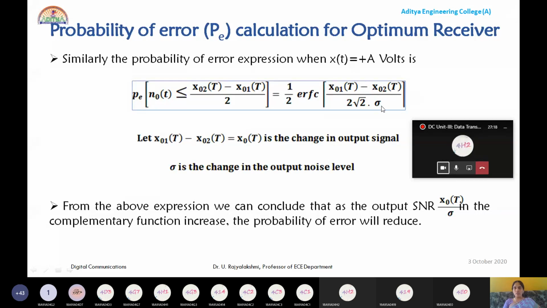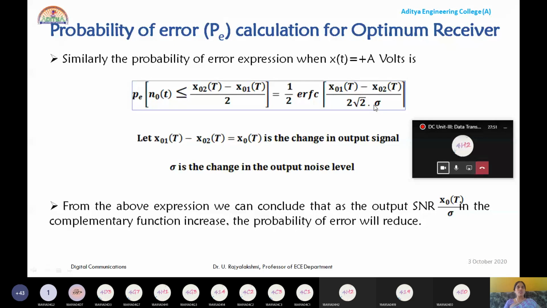And please carefully observe the denominator part. In the denominator you have 2 root 2 sigma. What is sigma actually? Sigma is the change in the output noise level, and the numerator is the change in the output signal level. That's why we can say that in the erfc function we have one component which is defined as the output SNR. That's why we are every time focusing on output SNR instead of overall SNR.